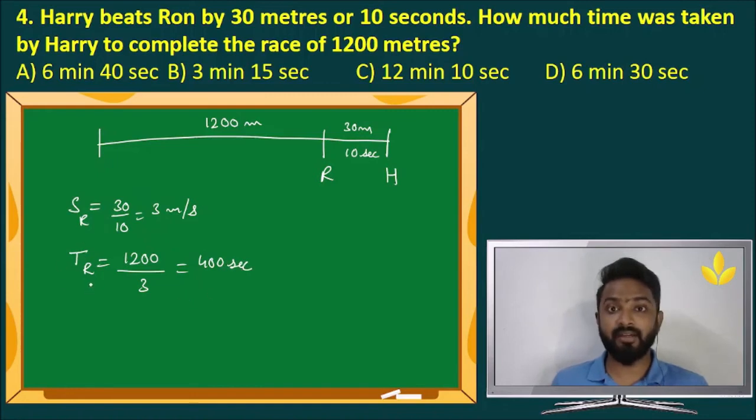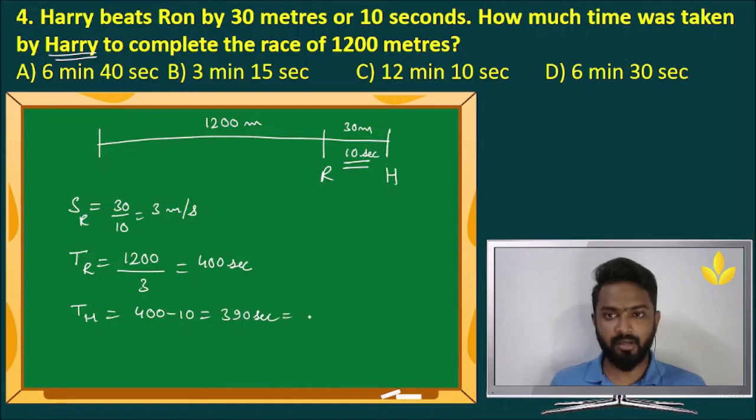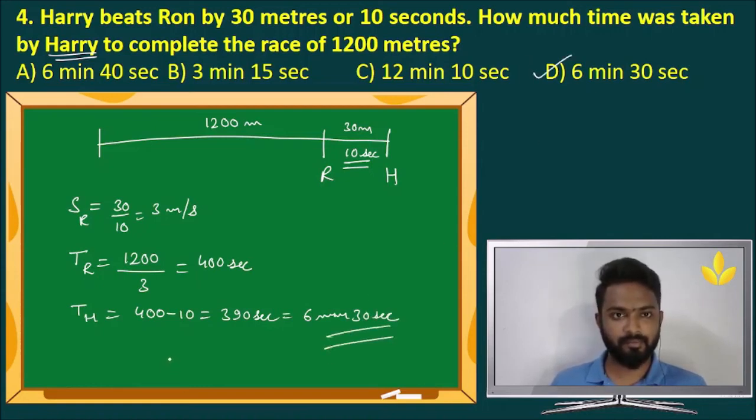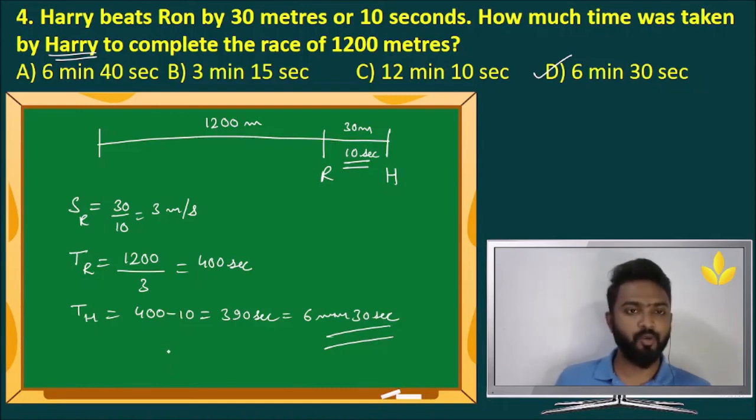But this is the time taken by Ron. They have asked how much was the time taken by Harry to complete the race. Now we all know that Harry finished the race 10 seconds before Ron did. So time taken by Harry is 400 minus 10. That is equal to 390 seconds. That is nothing but 6 minutes and 30 seconds. Answer is D. That's it. Let's move on.